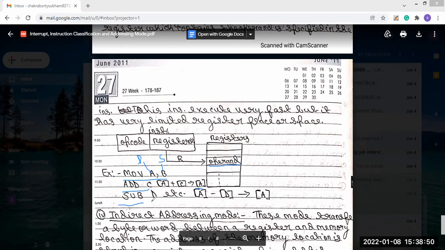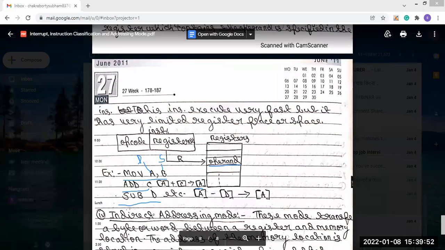The final result is stored into the accumulator. Same for subtraction: the opcode is mentioned and the register name is mentioned. This is what the instruction format looks like, SUB D. The content of the accumulator minus the content of register D, and the result is stored again in the accumulator. This is the register direct addressing mode, because a register is associated with the instruction.